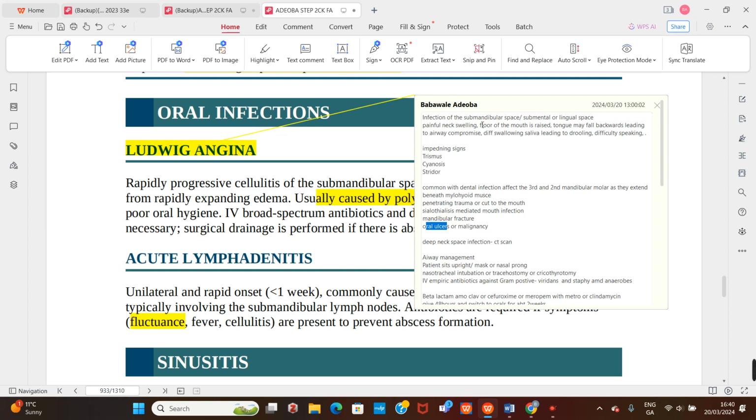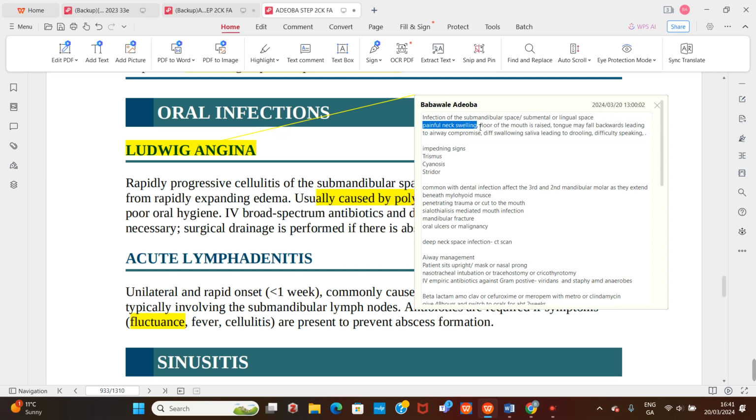And what are those things you are looking out for? That individual is going to be having painful neck swelling. So just look at the part of the neck that is just distal to the chin, where the beards are. That area is going to be very swollen. It's going to be reddish. If you tell the person to open the mouth, if the person can open the mouth, you notice that the floor of the mouth is raised because of the inflammatory response.